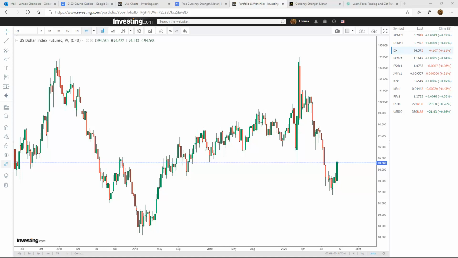This is the playbook outlook for the week of September 27th to October 2nd. Let's take a look at the major US pairs.